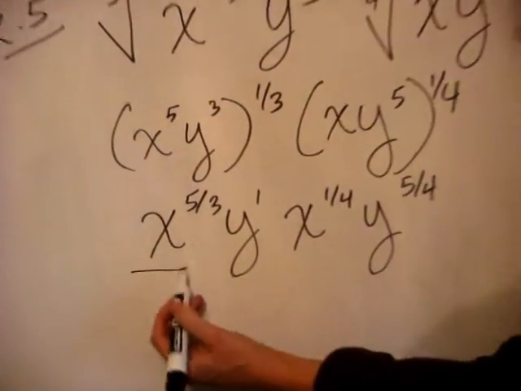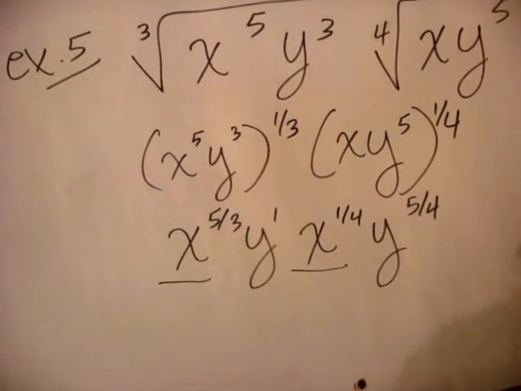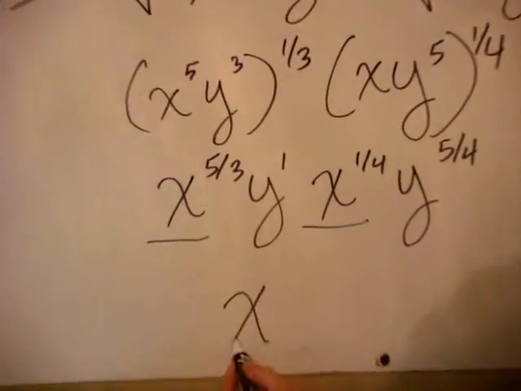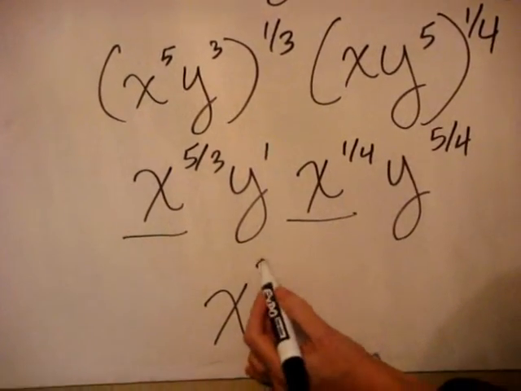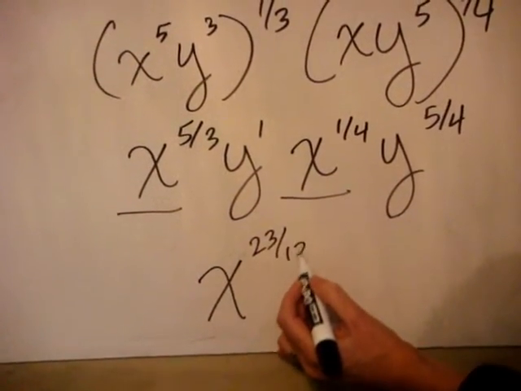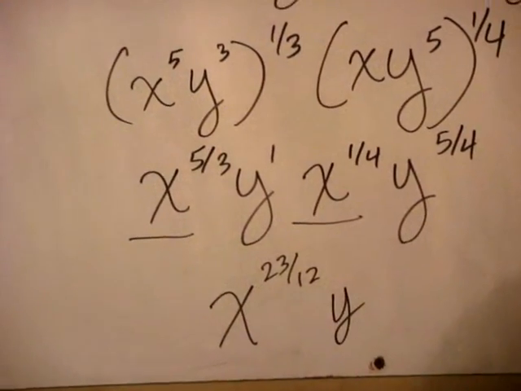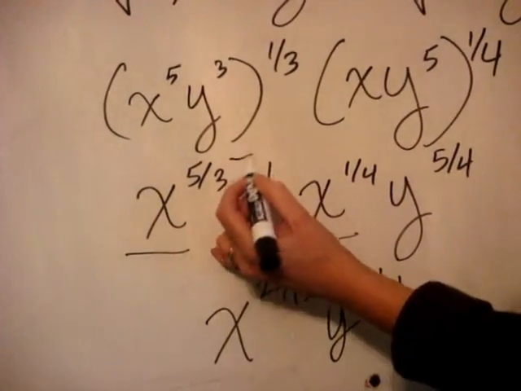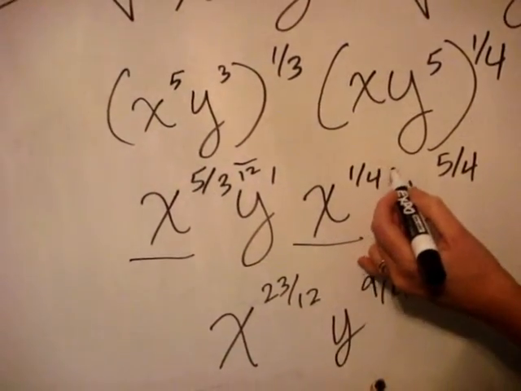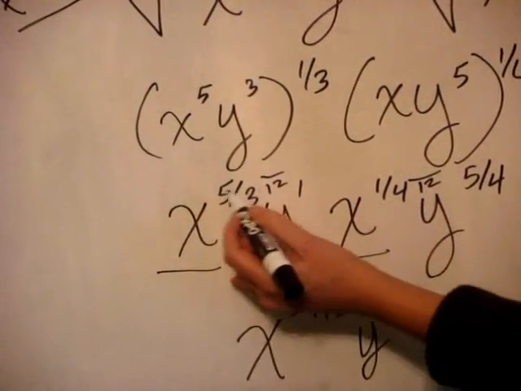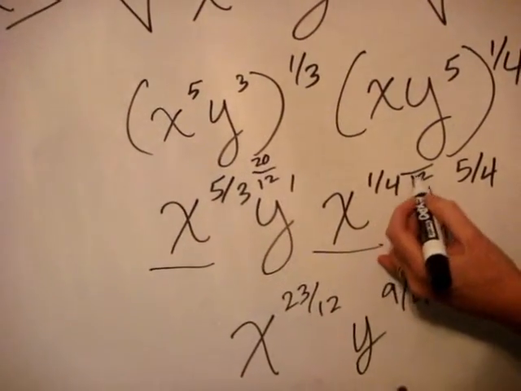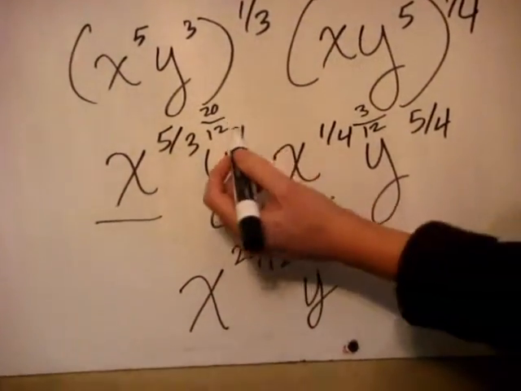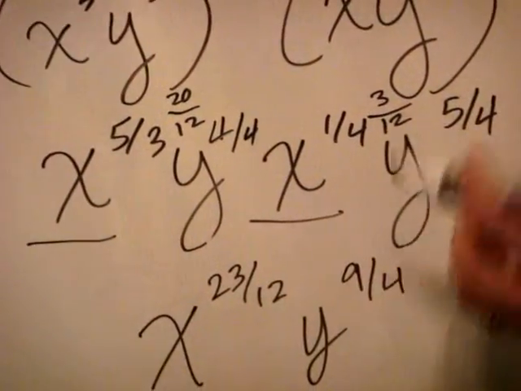So we deal with our x's, like bases. We have to make the exponent into a 12. And this one's going to end up being x to the 23/12, y to the 9/4. And this is just finding the common denominator, 12 on the x. That would be 4 times 5 is 20. 3 times 1 is 3, so we get 23. And then this would just be 4 over 4, which would be 9/4.